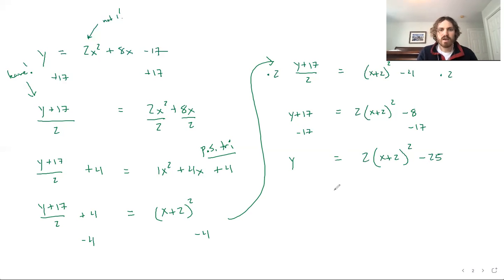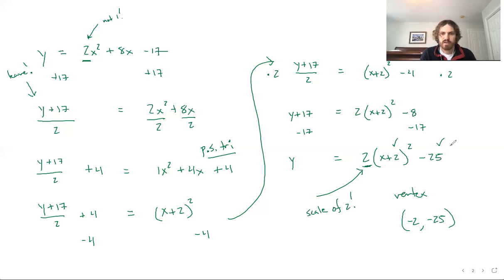Okay, so now you can see that our scale has remained intact. That should match this value over here, the 2 and the 2, those two match, that's good. And we can see that our vertex now is at -2, -25, right? We've shifted the original parent function to the left 2 and down 25, okay? So that should make sense.